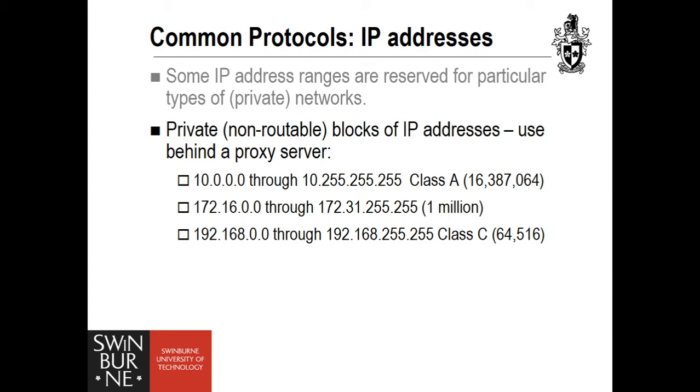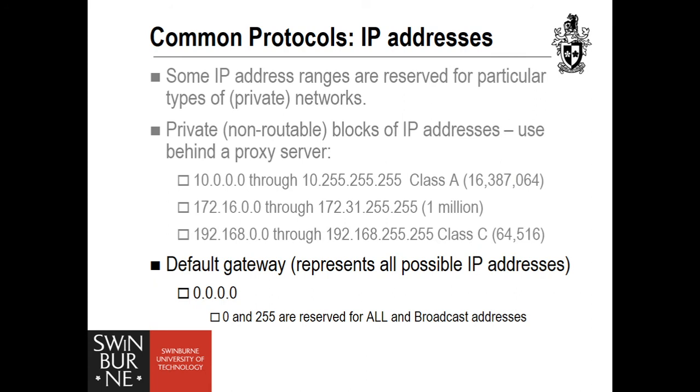IP address. Some IP address ranges are reserved for particular types. For example, private blocks of IP addresses used behind the proxy server. Default gateway 0.0.0.0. It represents all possible IP addresses.